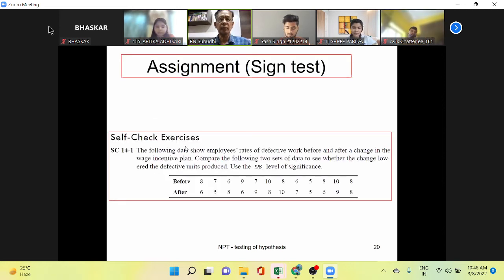Now, all of you take a screenshot. 14.1. This is the class assignment, compulsory. All of you must submit. Listen to me. On a fresh page of your notebook, write today's date, your name and roll number, and copy the data, apply sign test. Give me 2 minutes, all of you. Stop.